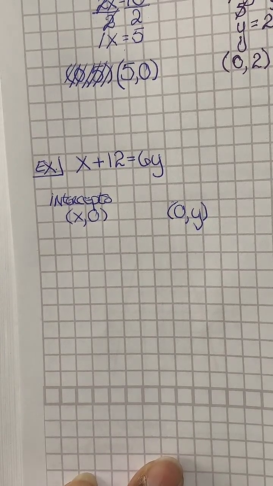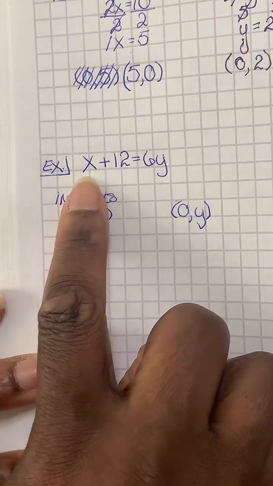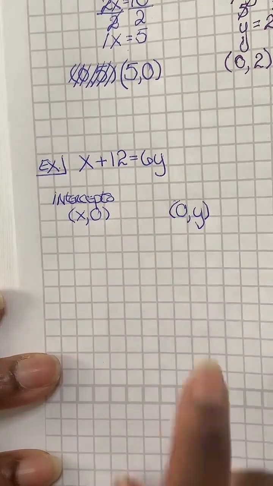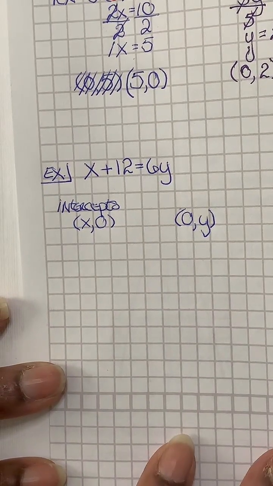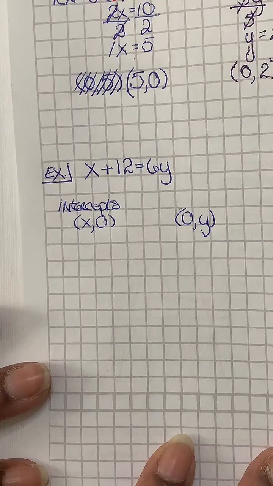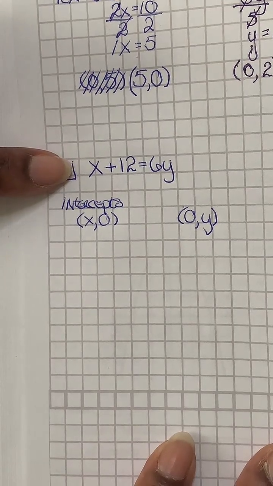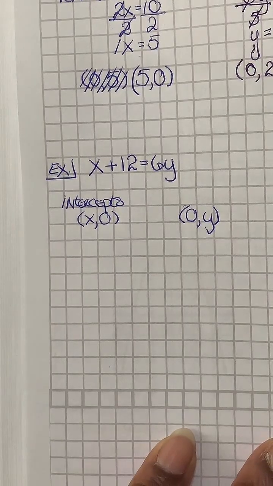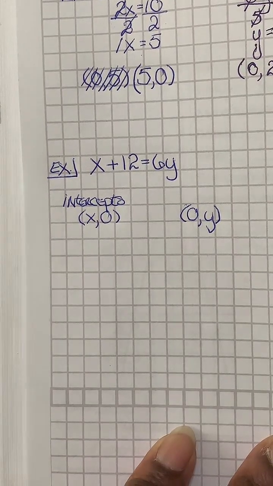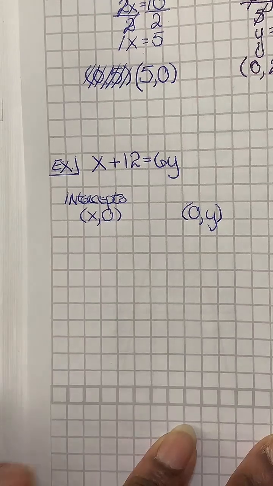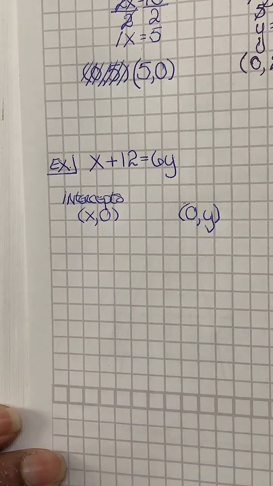But here is the next one. So we have x plus 12 is equal to 6y. Okay? And obviously, this is not in slope-intercept form. We could put it in slope-intercept form, okay? But let's see if we can use the intercepts. See if that will kind of help us out a little bit.